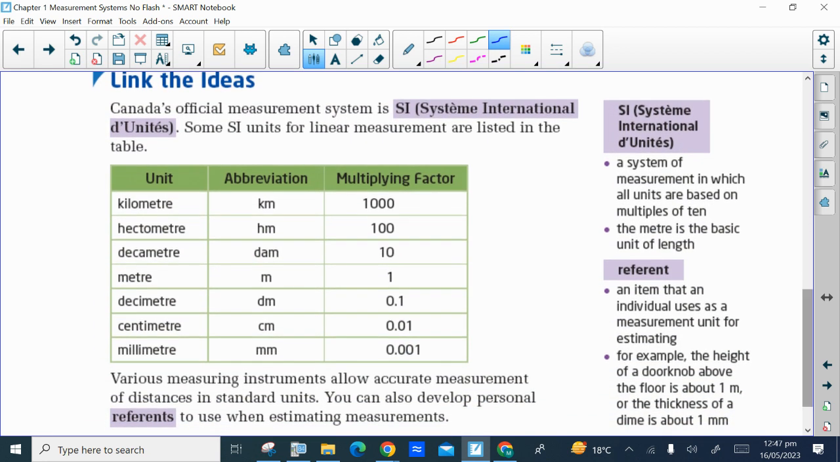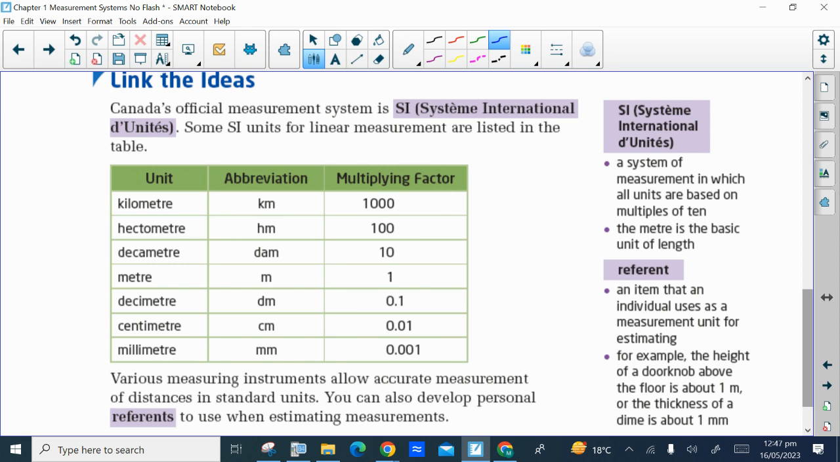So again, we're talking about the System International and the metric system. Today we're going to focus on the international or the metric system. The other one is the old imperial. As it says on the right, it's a system of measurement in which all units are based on multiples of 10. The meter is the basic unit of length.